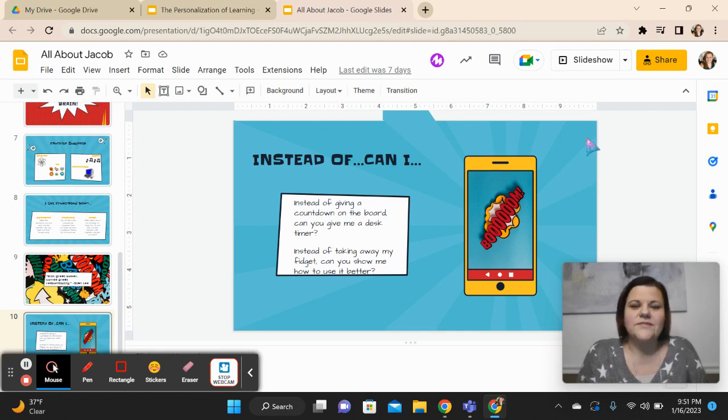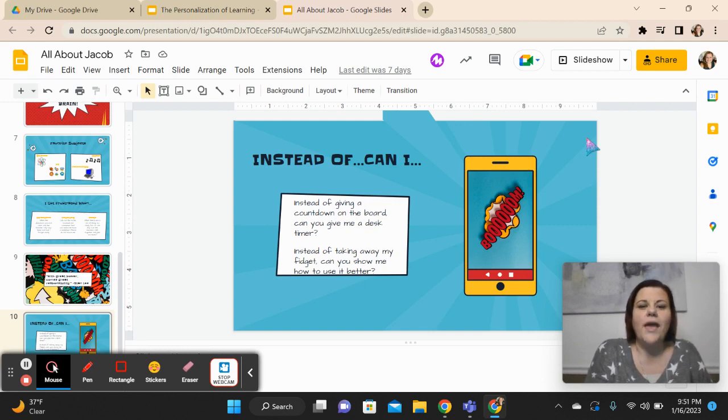Jacob actually filled in the blanks for me. Instead of giving a countdown on the board, can you give me a desk timer? Seeing a countdown on the board actually really stresses him out and makes him feel a sense of panic and alarm, and he finds himself focusing more on the countdown than he does on the actual assignment. Additionally, he had another idea.